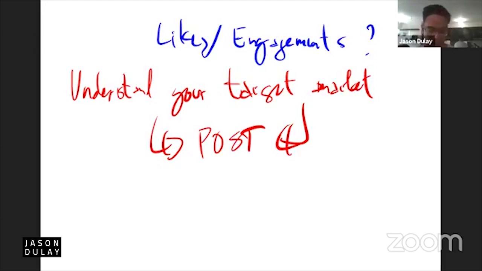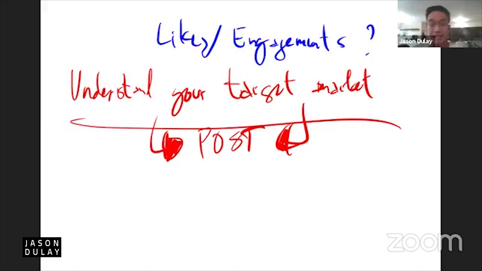If your target market are moms and dads, you post content that they would like. If your target market are teenagers, you post content that they would like. If your target market are people who love watching ABS-CBN, you post content that's related to ABS-CBN that can still kind of connect with your business. So understand your target market. I can't answer that question for you because you have your own target market and you have to understand them, and you have to create content that's relevant for your target market.